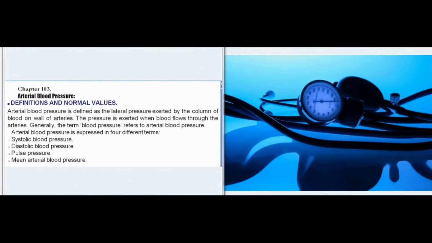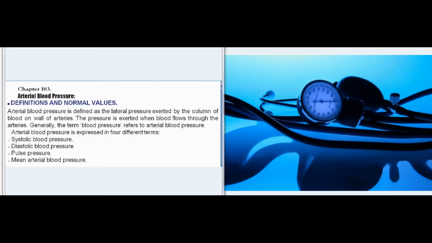Chapter 103. Arterial blood pressure, definitions and normal values. Arterial blood pressure is defined as the lateral pressure exerted by the column of blood on the wall of arteries. The pressure is exerted when blood flows through the arteries. Generally, the term blood pressure refers to arterial blood pressure.